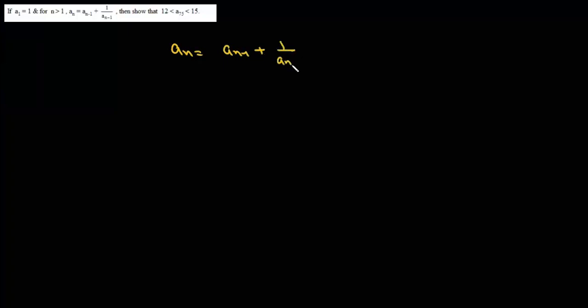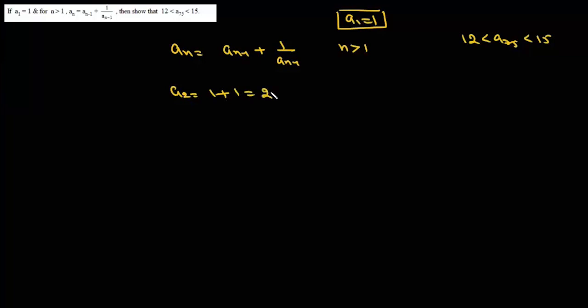plus 1 upon an minus 1 for all n greater than 1, and it is given that a1 is equal to 1. Now it says we need to show that a75 will lie between 12 and 15. Now a1 is 1. If we write a2 is 1 plus 1, so a2 will be 2. a3 will be 2 plus 1 upon 2, which is greater than 2.